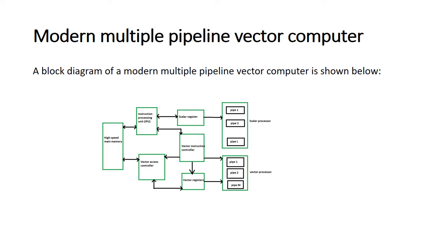The instruction processing unit can go through the scalar processor directly with a scalar register, but it goes through the vector processor indirectly: it first goes to the vector instruction controller and then to the vector processor. In a similar way, the vector access controller also goes through the scalar processor and vector processors.